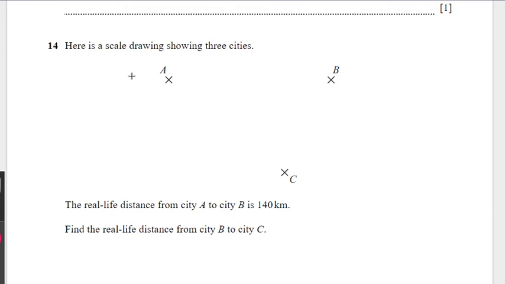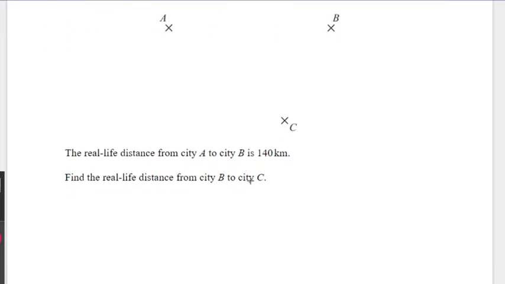Okay, this one I can't help you to do because I can't measure here, maybe it's inaccurate, so you have to print this paper, then only you can measure by using your ruler and get the distance from B to C. So I'll teach you how. The real life distance from A to B is 140 kilometers. So you measure this one first, by using your ruler.